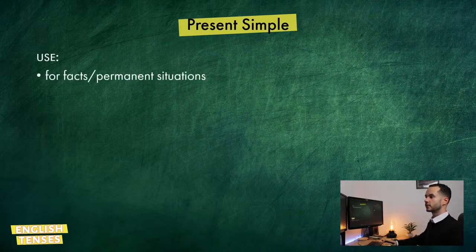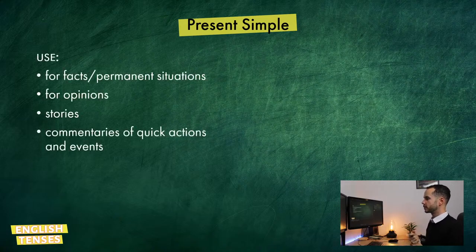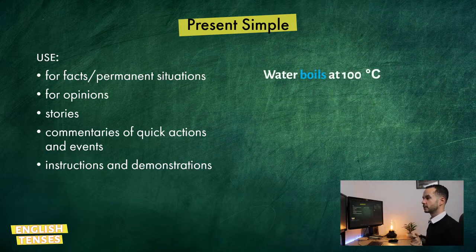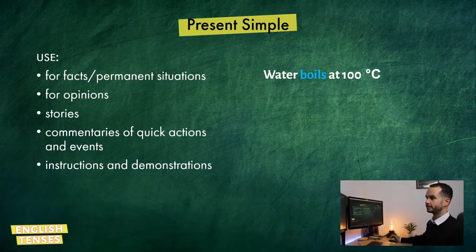Now in the other cases, the facts, permanent situations, commentaries and events, and instructions and demonstrations, the sentences are a bit different. So we get something like this. Water boils at 100 degrees Celsius. That is a fact, a permanent situation. And it doesn't change, no matter what happens. It always boils at 100 degrees.